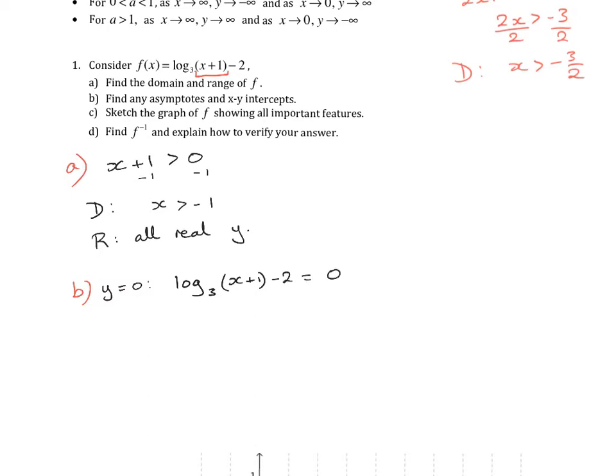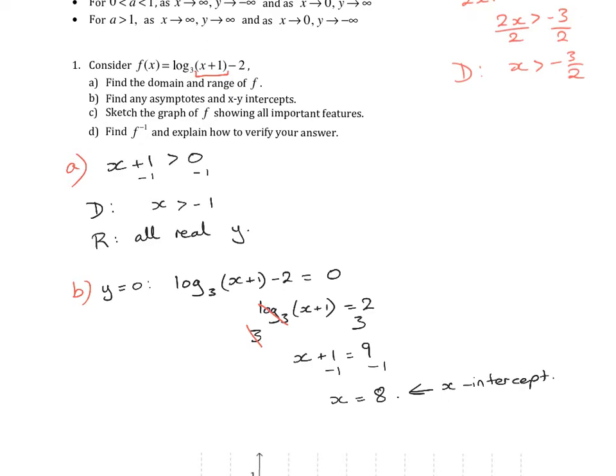So what I could do there is move the 2 over, so I get log base 3 of x plus 1 equals 2. Put both sides to the power of 3 because I'm trying to cancel out the 3 and the log 3. So that becomes x plus 1 equals 3 to the power of 2, which is 9, minus 1 on both sides, x equals 8. So my x-intercept is x equals 8.